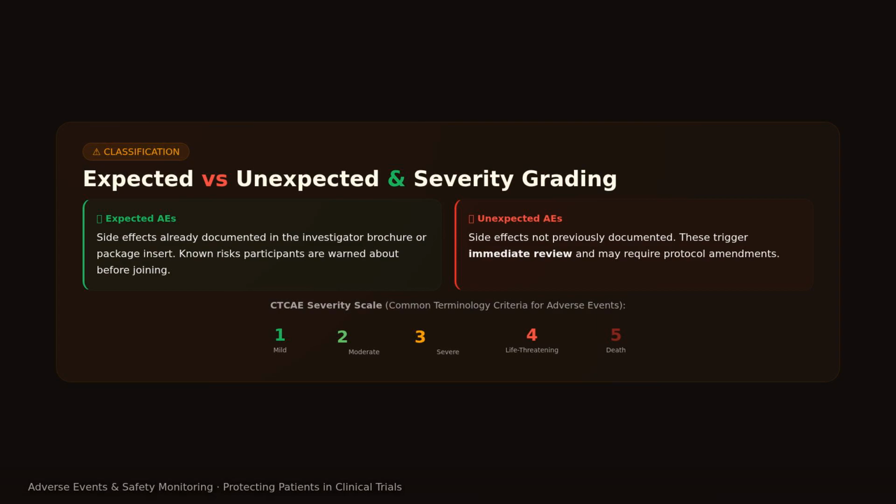Expected AEs are side effects already documented in the investigator brochure or package insert, known risks that participants are warned about before joining. Unexpected AEs are side effects not previously documented. These trigger immediate review. Researchers also grade each AE by severity on a scale of 1 to 5, from mild to death. This grading system is called CTCAE, Common Terminology Criteria for Adverse Events.